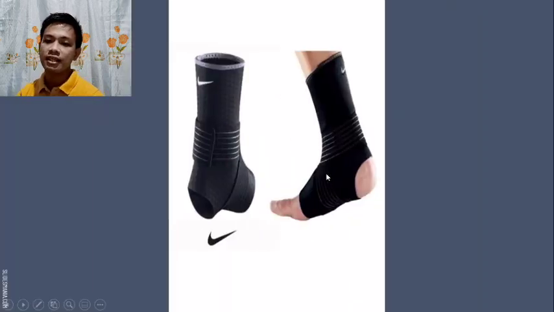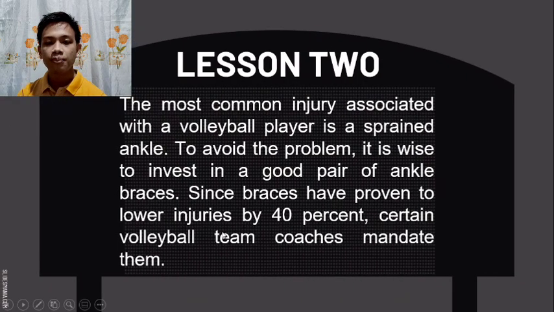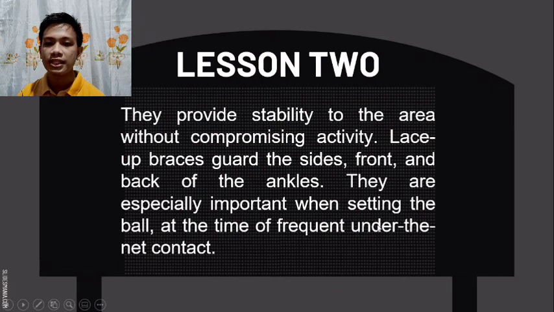Next, ankle braces. Ito, brace for ankle. The most common injury associated with a volleyball player is a sprained ankle. So important to avoid the problem, it is wise to invest in a good pair of ankle braces. Since braces have proven to lower injuries by 40%, certain volleyball team coaches mandate them. They provide stability to the area without compromising activity. Lace-up braces guard the sides, front, and back of the ankles. They are especially important when setting the ball at the time of frequent under the net contact.